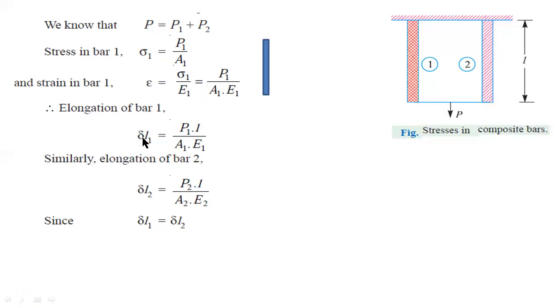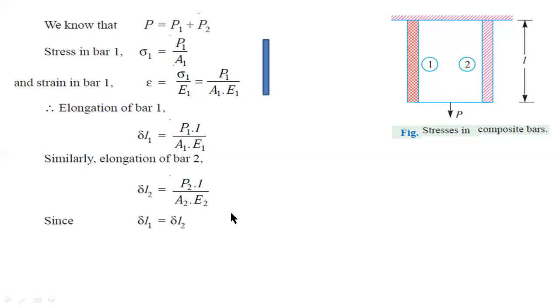Okay, this is the formula for change in length in bar 1. Similarly, the change in length for bar 2 is the same formula, but the load acting on bar 2 is P2. Just substitute P2, and A2 is the cross-sectional area of bar 2, and E2 is the Young's modulus for bar 2. Here I consider L, the original length, which is the same for bar 1 and bar 2.